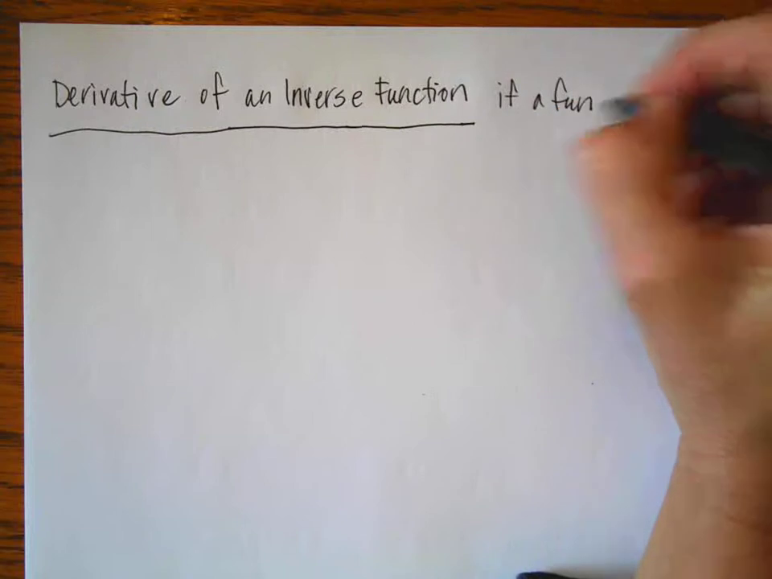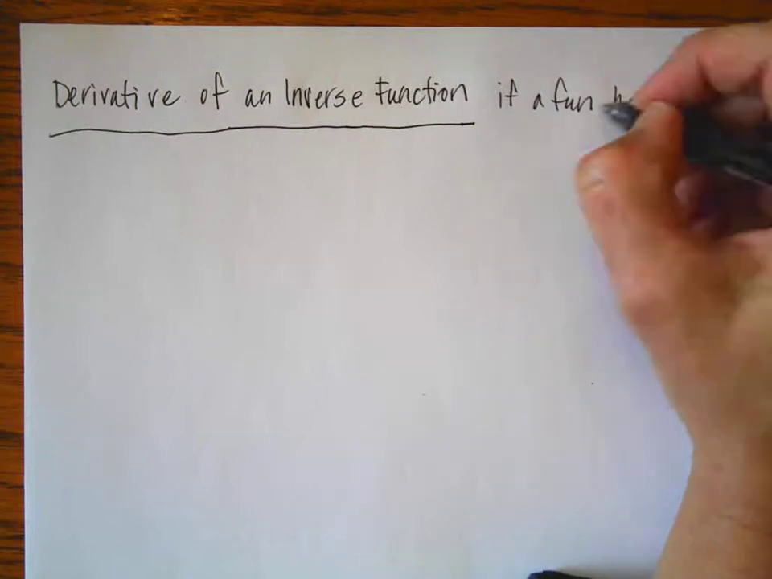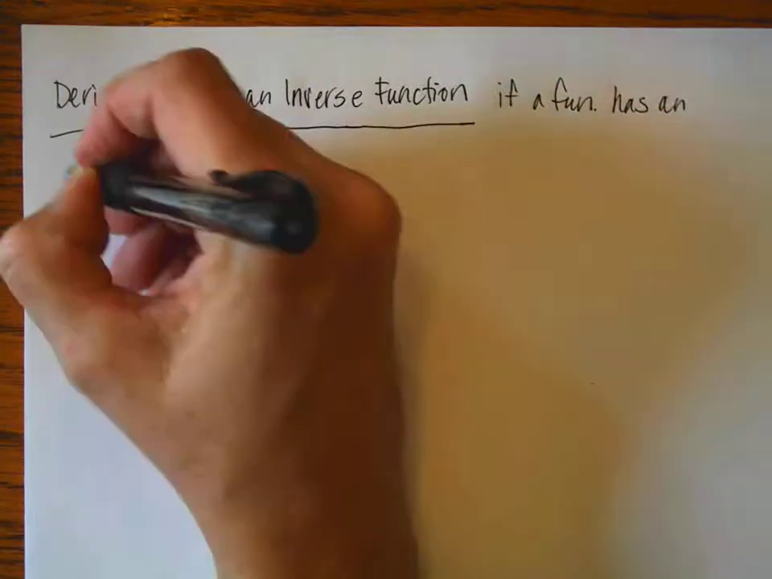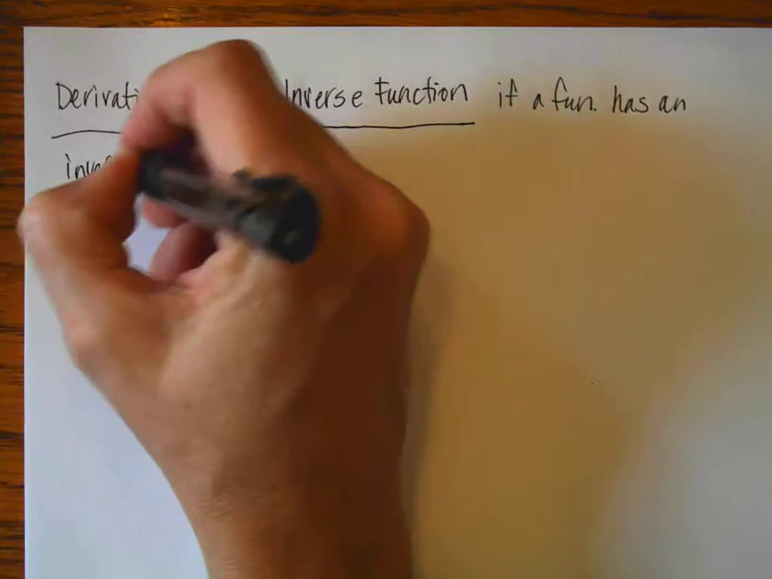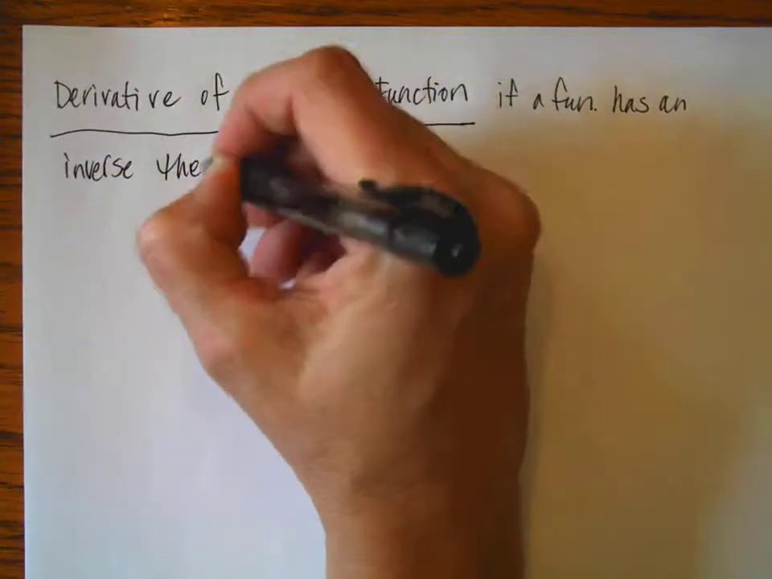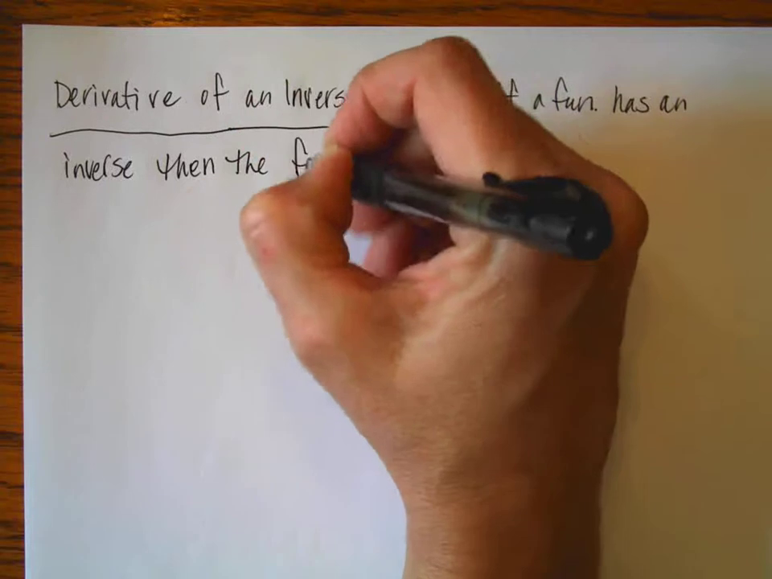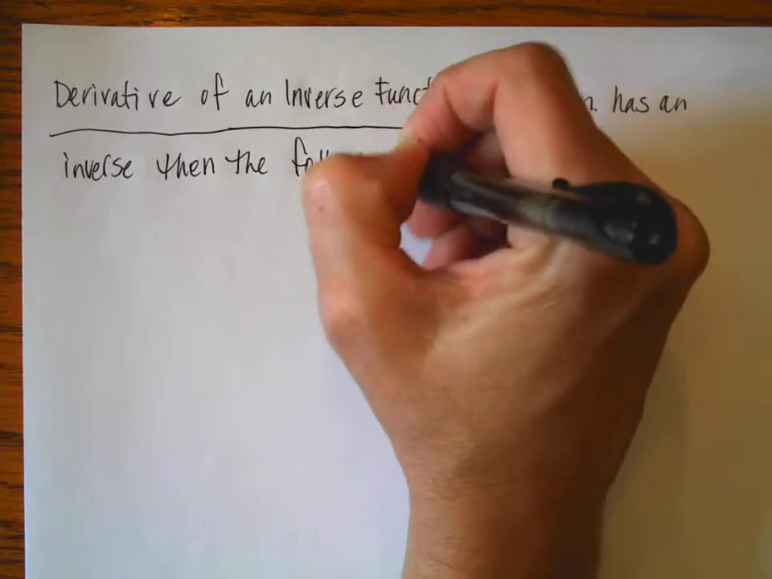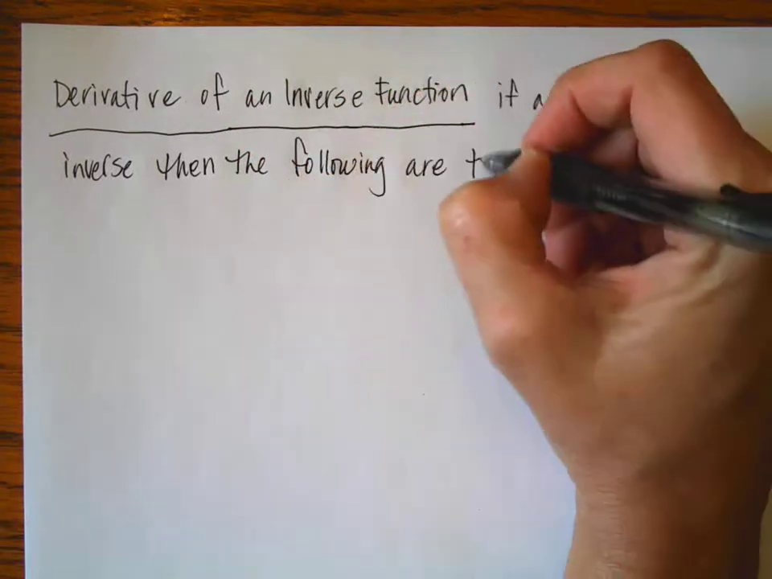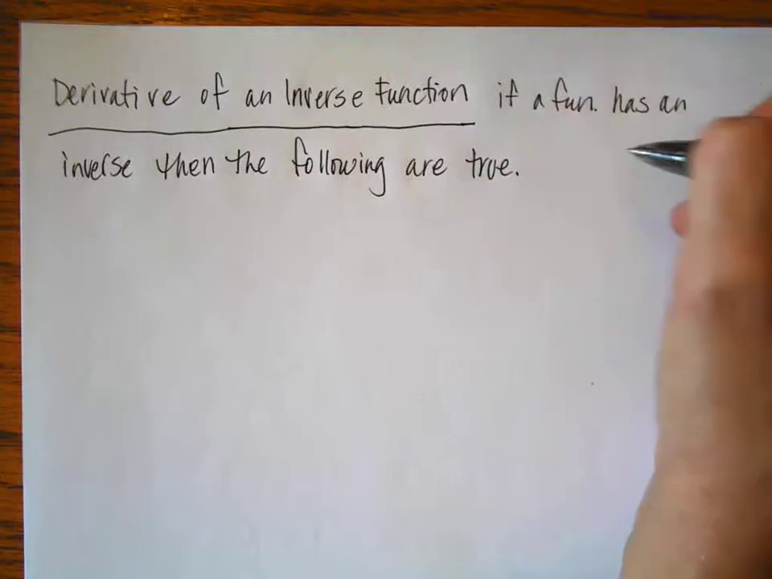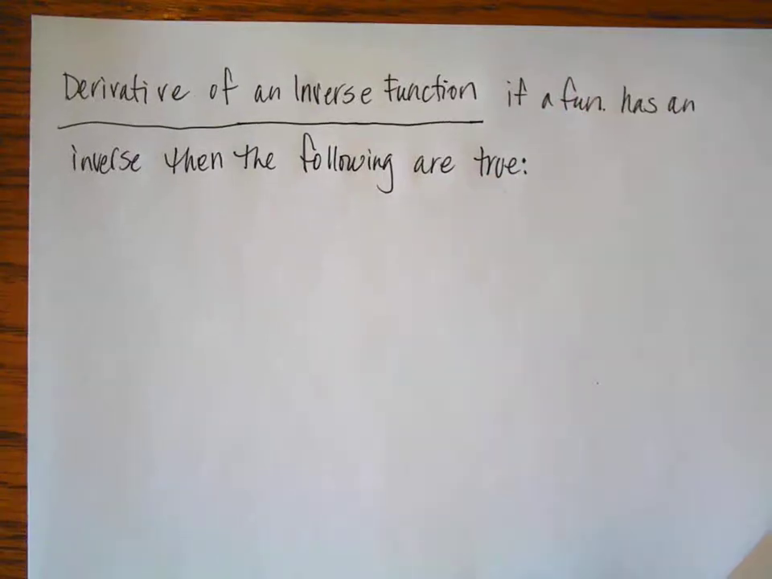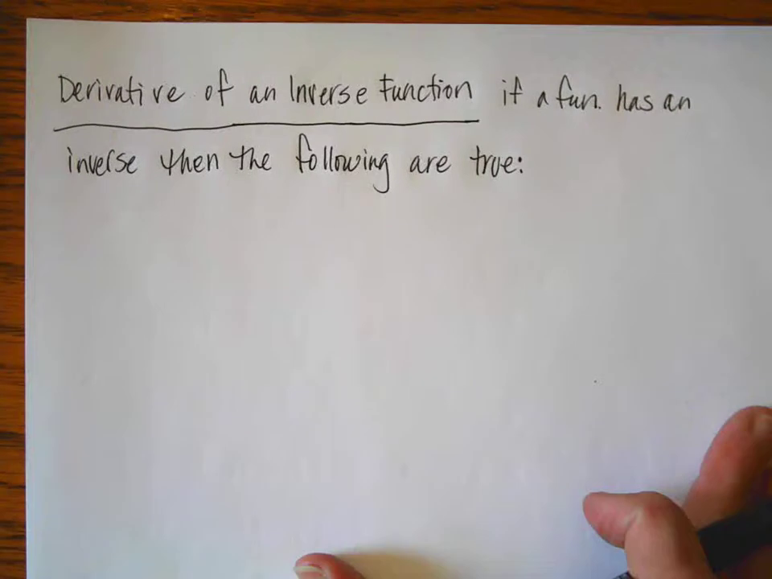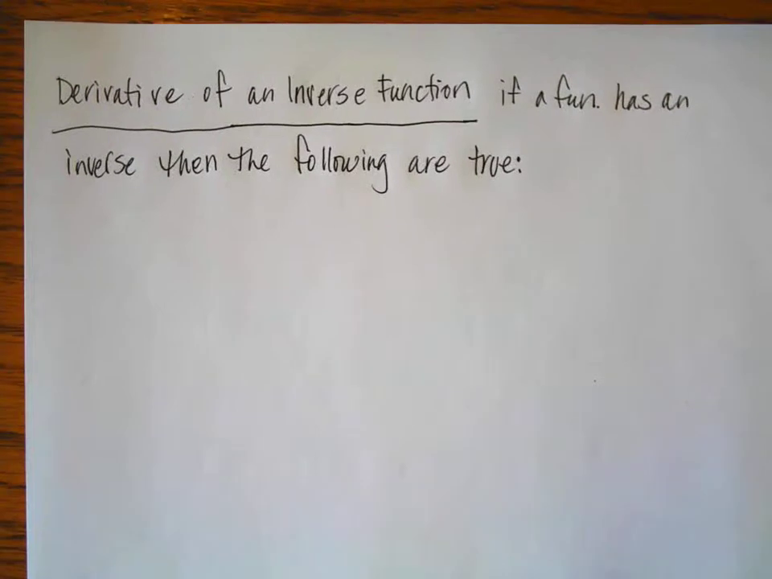If a function has an inverse, then the following are true. And I haven't done an example of finding an inverse because I'm assuming at this point in your math life that you can flip-flop the variables and solve for y. I'm also assuming that you can flip a table of values if necessary.